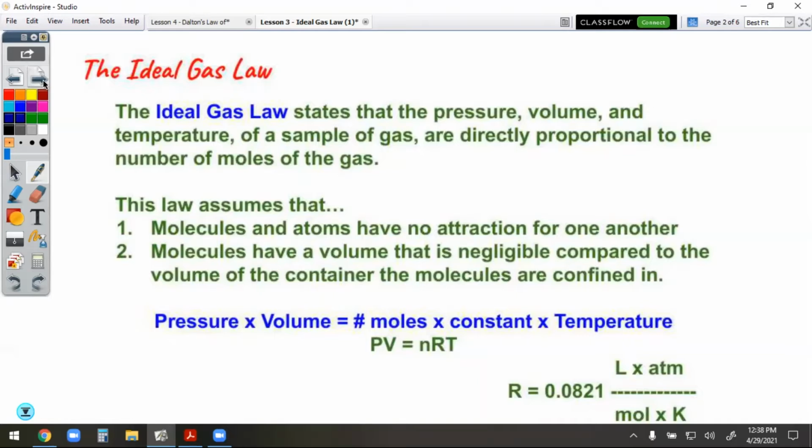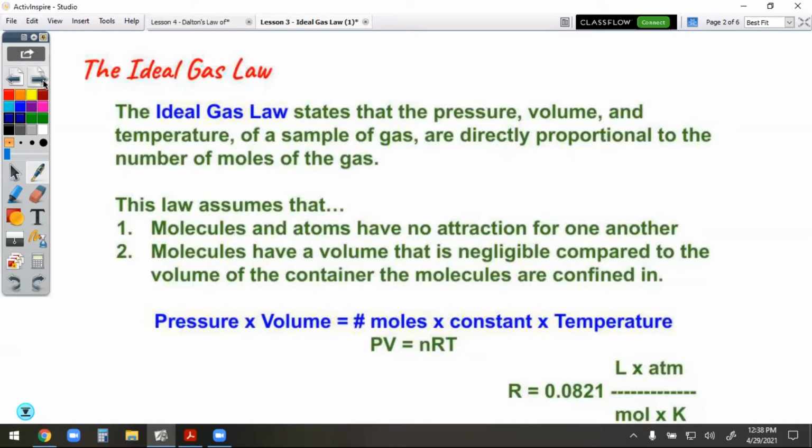The second assumption that we're going to work with is that molecules have a volume that is negligible compared to the volume of the container that they're in. Now, depending on the concentration, the number of molecules that are in the container, this may or may not be a valid assumption. But we're going to work under that premise to ease our calculations.